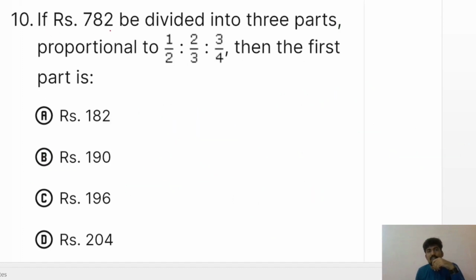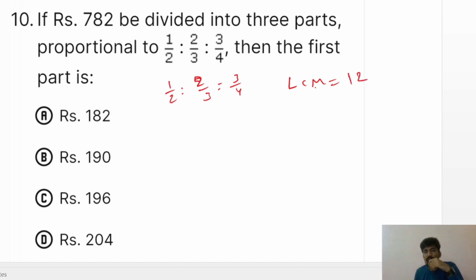10th question. If 782 rupees is divided into 3 parts proportional to 1/2 is to 2/3 is to 3/4, then the first part is? 782 rupees is divided in this ratio, and we have to find out the first part. 1/2 is to 2/3 is to 3/4. We have to find out the LCM. LCM of 2, 3, 4 is nothing but 12.